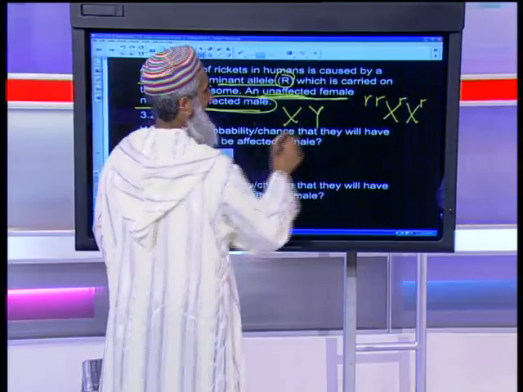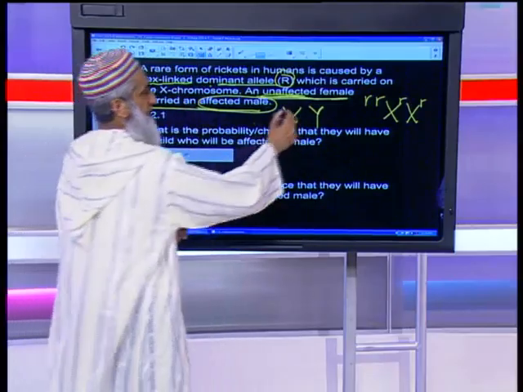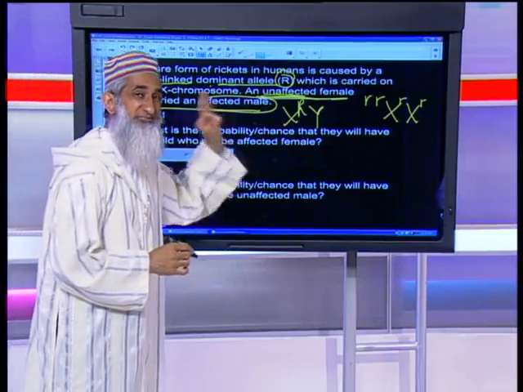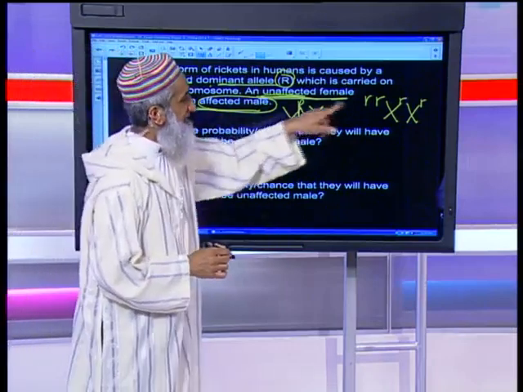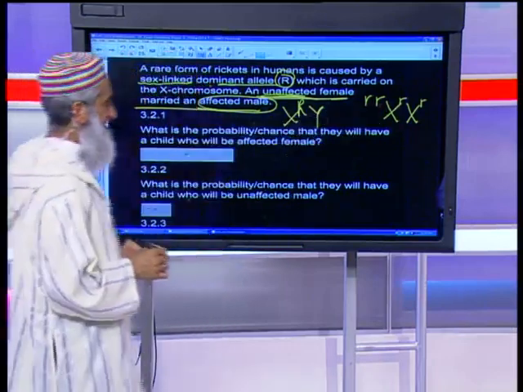Right. And the male is affected, so he is X, Y. It's easy. What must we put by the X? Capital R. Do we put anything on the Y? No, because no gene is carried on the Y. Y is too small to carry any genes. Are we clear with that one? Yes. So this is what we do only when we're dealing with sex-linked genes. We use X and Y with superscript for the letters.